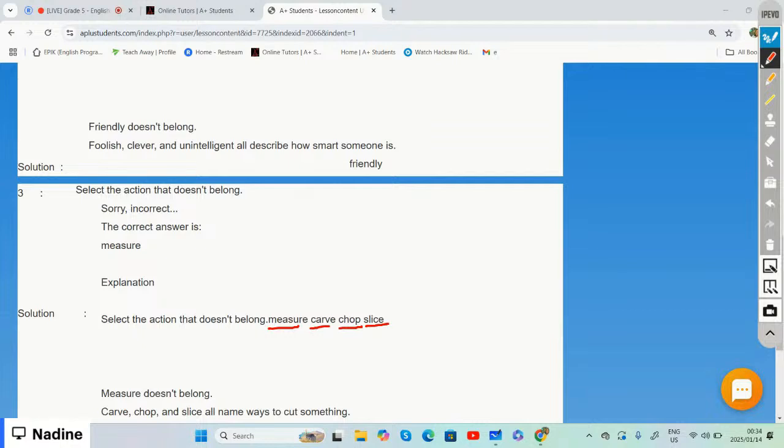All right, and if we were to select the actions that don't belong, we have measure, we have to carve something, to chop something, to slice something. We need to look at the action that tells us ways to cut up something. Is it measure? Is it carve? Is it chop? Or is it slice? Which one does not belong?